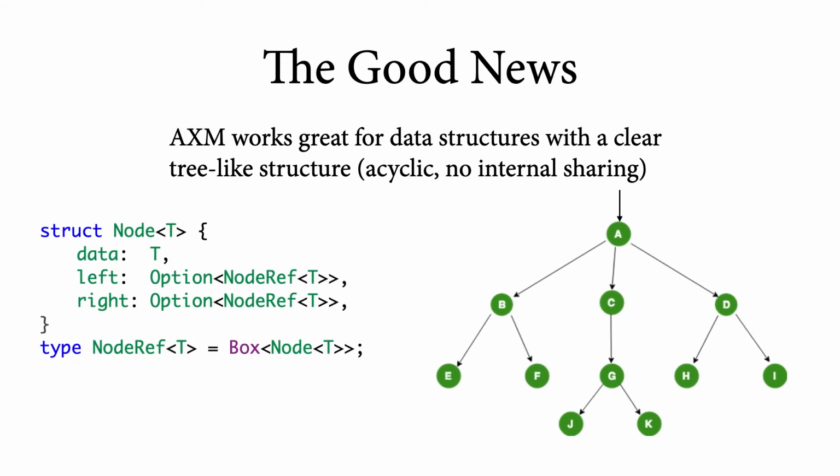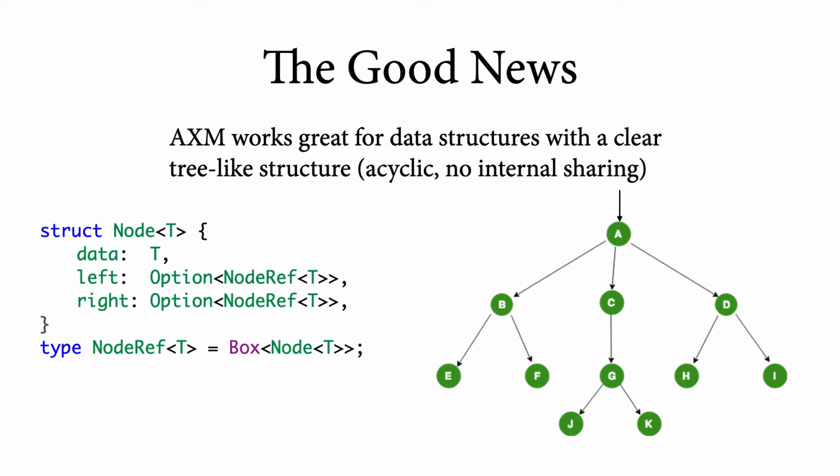The node type has a data field of type t, and left and right children, which are optional pointers to nodes. Now, the pointers to nodes are represented by this node ref type, which is just defined to be a box of node t, box here being the Rust type of an owned pointer, a pointer that owns the thing it points to.